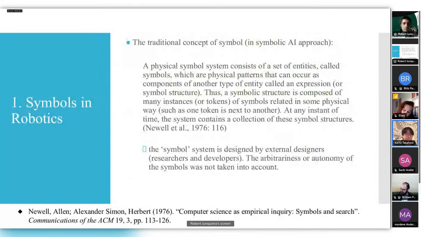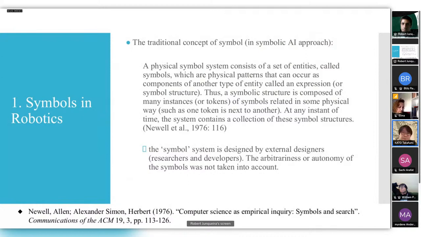Section 1, symbols in robotics. The term symbol has caused confusion in the field of AI and robotics. In traditional AI research, particularly in the 20th century, symbols have been regarded as tokens for mental operations. The physical symbol system hypothesis typically represents the traditional concept of symbols in AI. Newell et al. described the concept of symbols as follows.